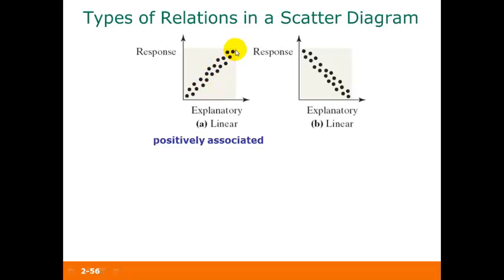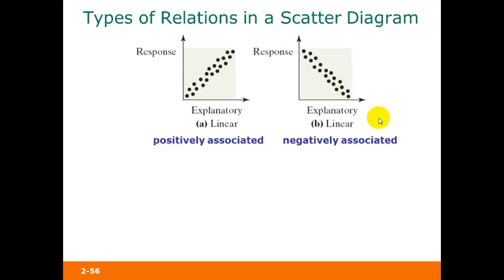In this graph on the right side, again, we can see somewhat of a straight line pattern, but it's going down as we go from left to right. So this would still show a linear relationship, but the two variables would be negatively associated.